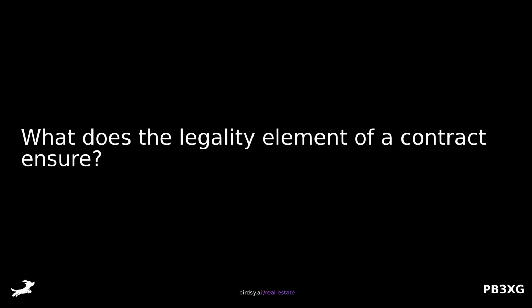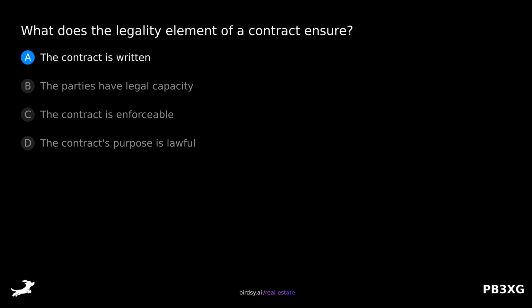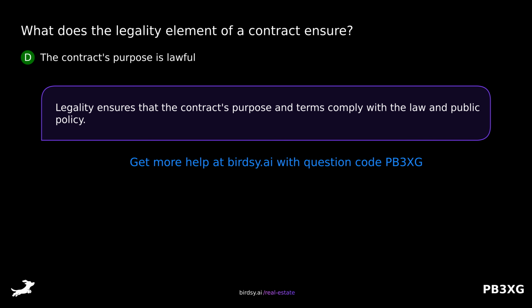What does the legality element of a contract ensure? Is it A, the contract is written? B, the parties have legal capacity? C, the contract is enforceable? Or D, the contract's purpose is lawful? The answer is D. The contract's purpose is lawful. Legality ensures that the contract's purpose and terms comply with the law and public policy.